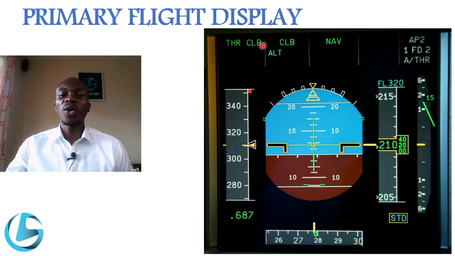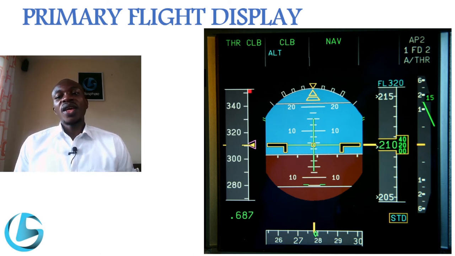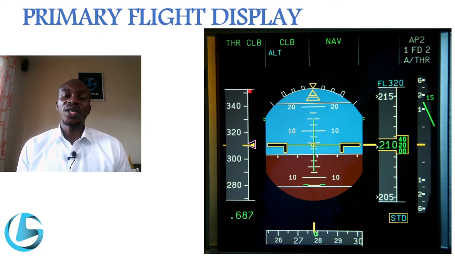There is also at the top what is called an FMA, Flight Mode Annunciator, and this section only displays if the autopilot is engaged, which autopilot is engaged, and if the auto throttle is engaged or not. The Flight Mode Annunciator also displays the various modes of the autopilot. So these are the displays that are found on the primary flight display.